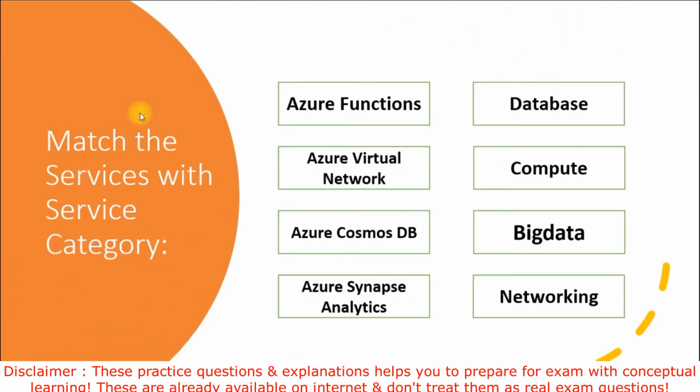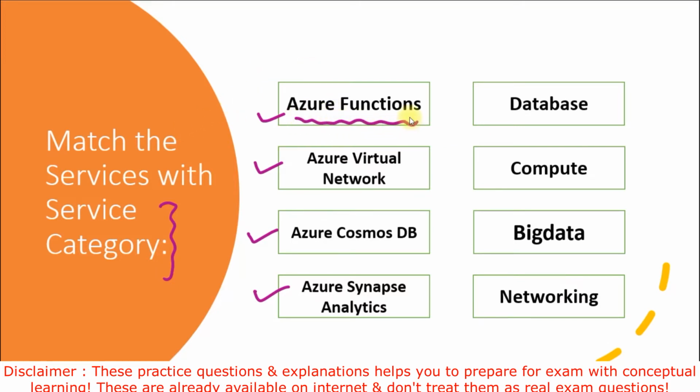So guys, let's talk about this question. In this question, they are asking we need to match the services with the service categories. As we know, there are main categories like database, network, computing, big data. These are the categories we have in Azure. These are the services given: Azure Function, Azure Virtual Network, Azure Cosmos DB, Azure Synapse Analytics. We need to identify which category these services belong to. So let's talk about them one by one.